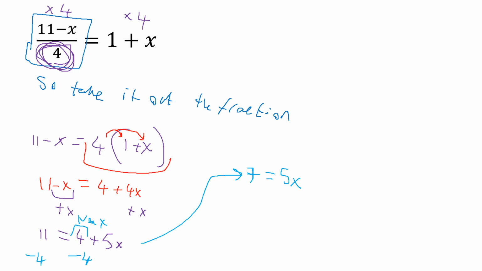Finally, as I've been saying throughout the entire video, this 5 is in front of the x. So we need to divide by 5. So x is equal to 7 over 5. That's our final answer. You can say it's equal to 1.4. It's not wrong if you do that.